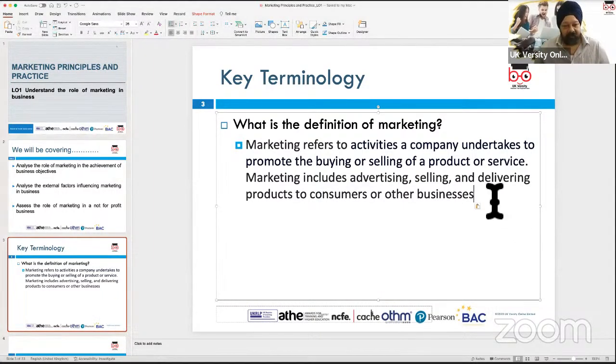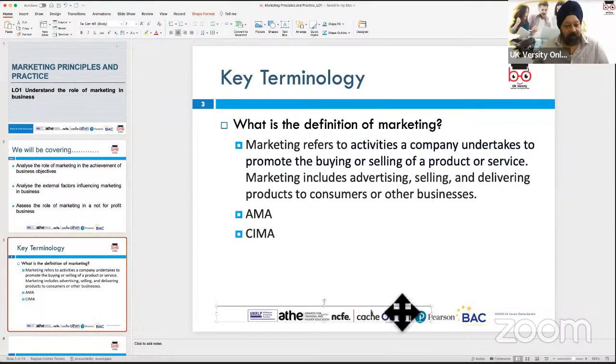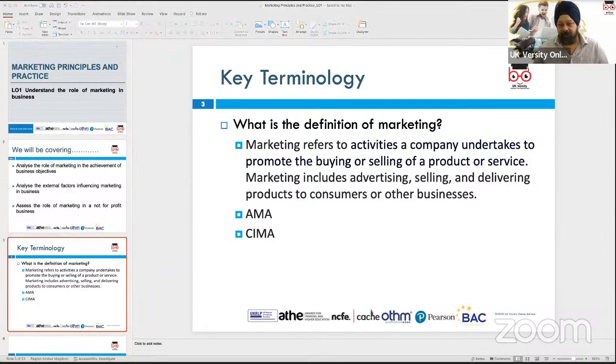Now, when we look at the definition of marketing, there are two main companies or chartered bodies, I'd put it this way, which are very well recognized in the world. One of the chartered bodies that we talk about is the American Marketing Association.